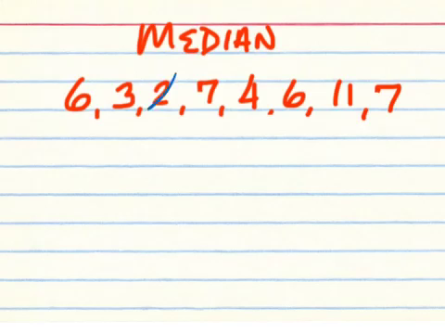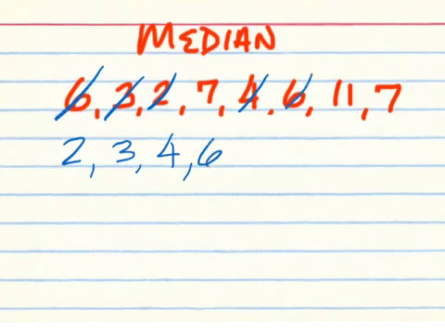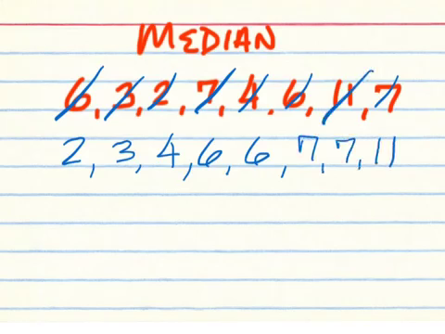From least to greatest, we have 2, 3, and 4, and then a pair of 6s, and a pair of 7s, and then an 11. We have 1, 2, 3, 4, 5, 6, 7, 8 numbers. So again, you're going to have 4 on the left, 4 on the right.